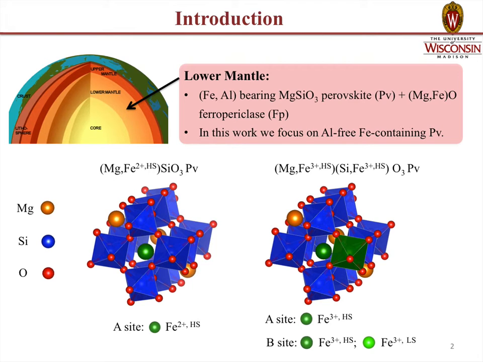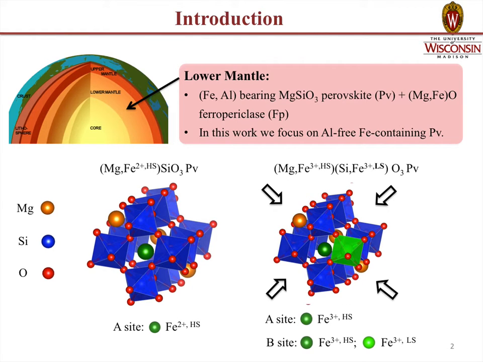In this configuration, one Fe3+ atom stays in the A site, and another one stays in the B site. The A site Fe3+ is in high spin state throughout the lower mantle pressure range, while the B site Fe3+ is in high spin state at low pressure conditions, which is about 20 to 30 GPa.